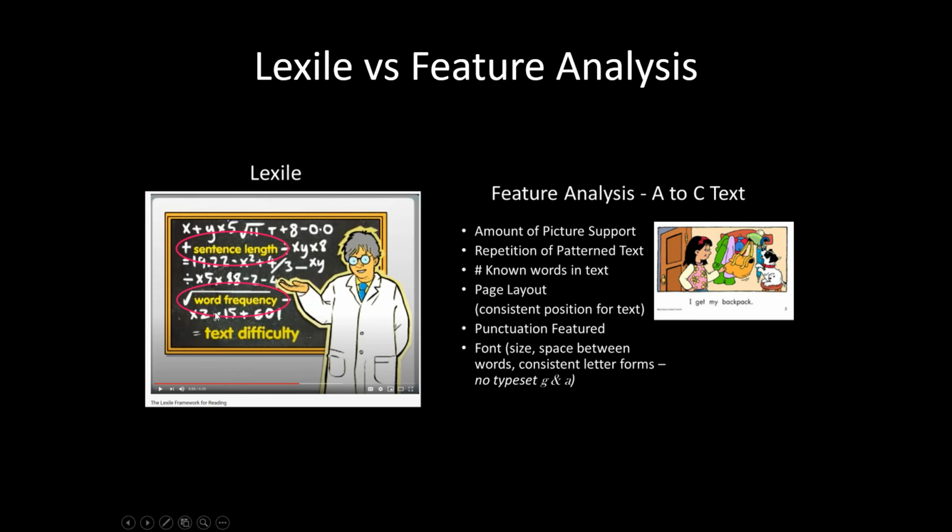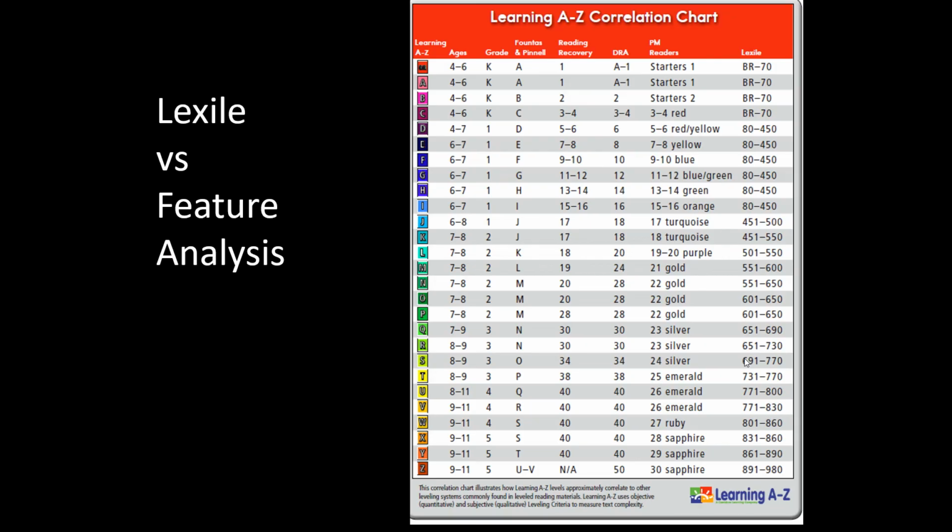A lot of text will have the same kind of word frequency and sentence length, but it's really things like page layout and picture support and font selection that will make that text actually easy or difficult for kids. So in the early grades, we're going to be much better served by Pinnell and Fountas A through Z leveling than Lexile. Lexile isn't going to be refined enough.